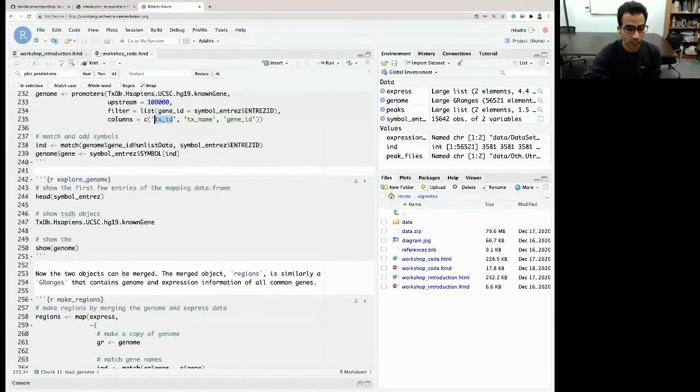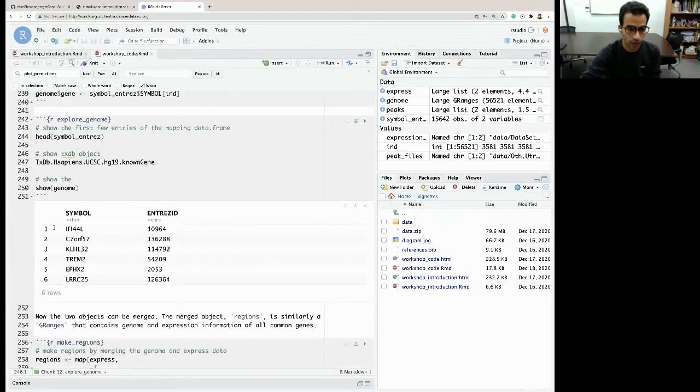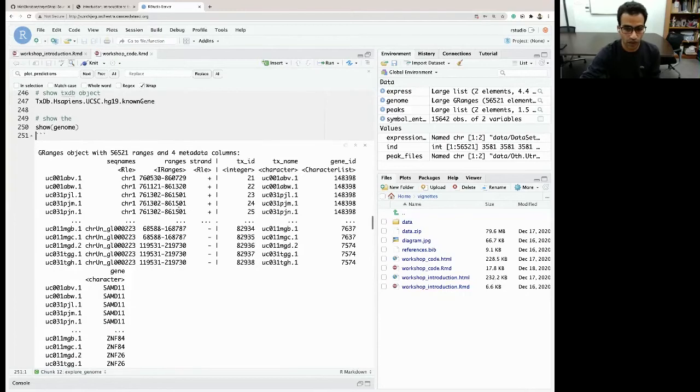Here I'm matching the data from the genome object to the Entrez IDs that we have, then adding this data to the genome object itself. And then if you look here, what we have is the mapping that we did from the organism package, and then after we run this code, this is the genome object that we have. So the gene ID and the gene symbol, and we also have 100 KB around the transcription start site.